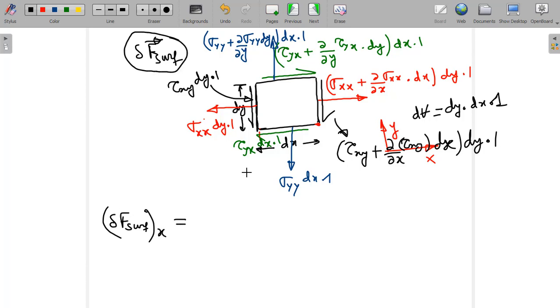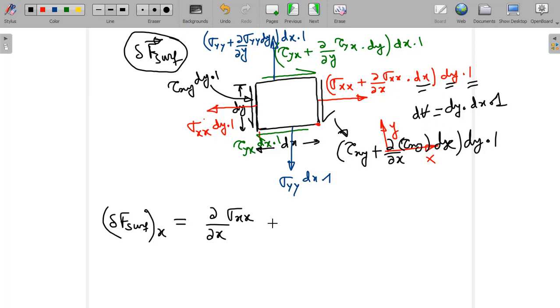So the x component: here you can see it is sigma xx, and here it is sigma xx plus del del x of this. So the net surface force in the x direction is this minus this, and you see sigma xx is going to cancel, only this derivative part will be there. So del del x of sigma xx multiplied by dx dy into 1, which is nothing but dv.